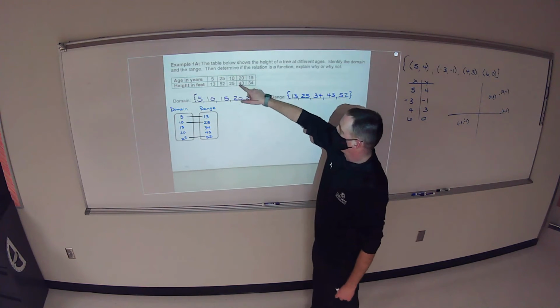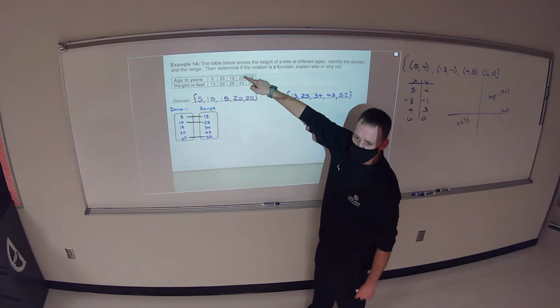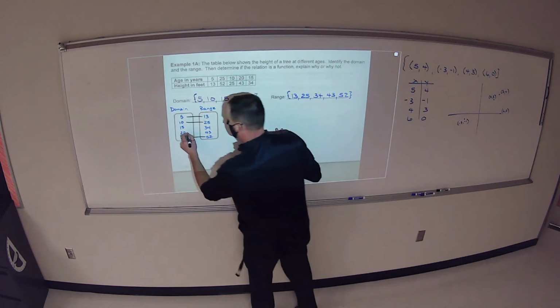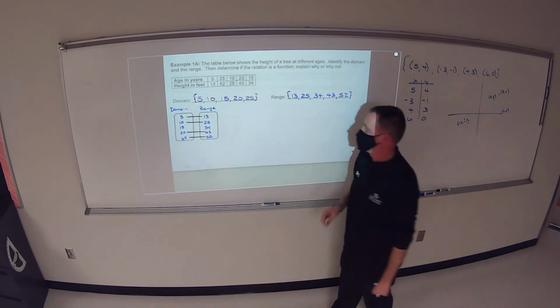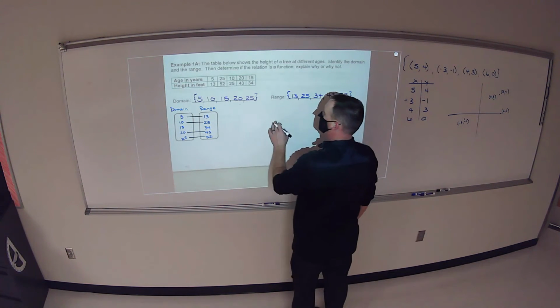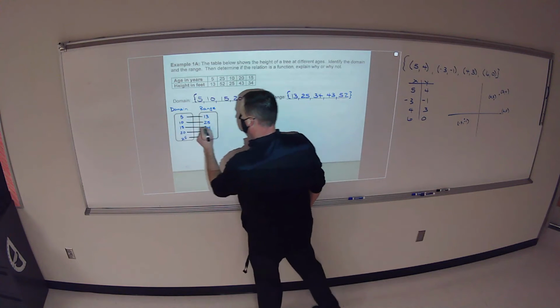My fourth one's going to show me that at an age of 20, it had a height of 43. And draw a line there. And my last one shows me that at an age of 15, it had a height of 34, which is going to show me right there.